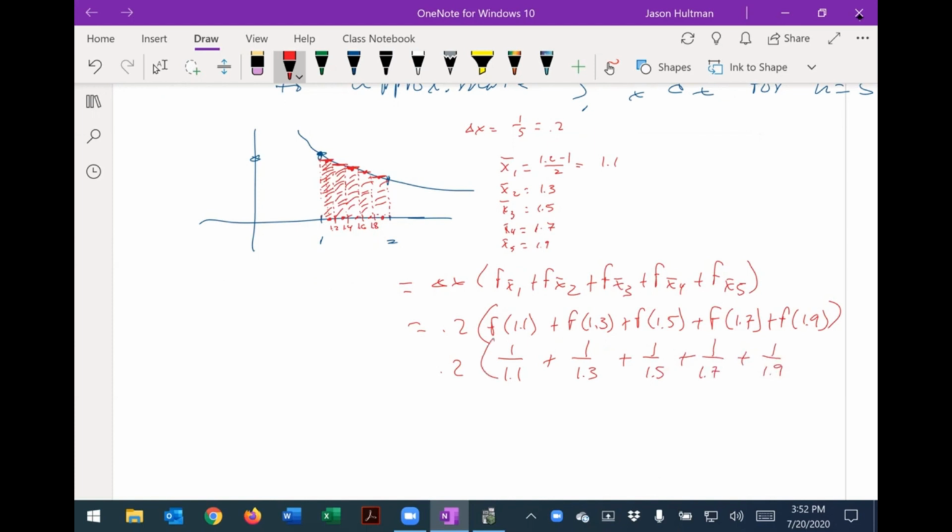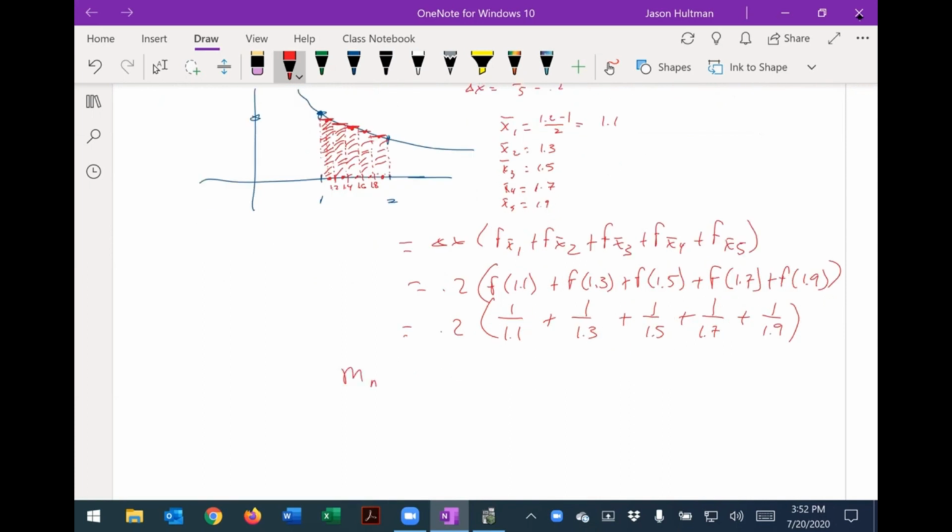If I plug all of that into a calculator, I get the midpoint approximation of 0.691908. Look at that. That's pretty close. That's a lot more accurate, much more accurate. Okay, so that's the midpoint rule.